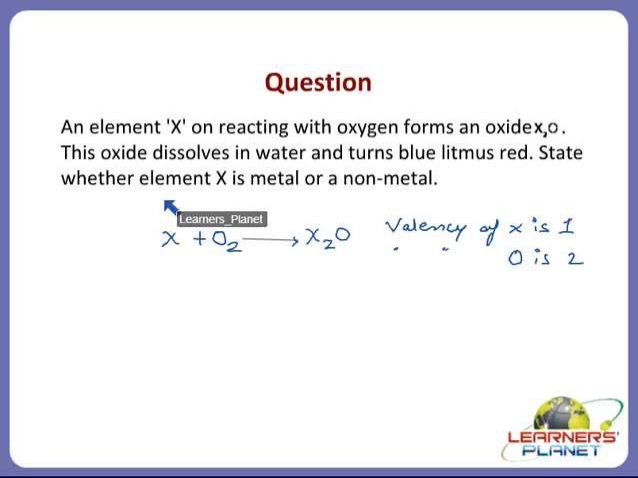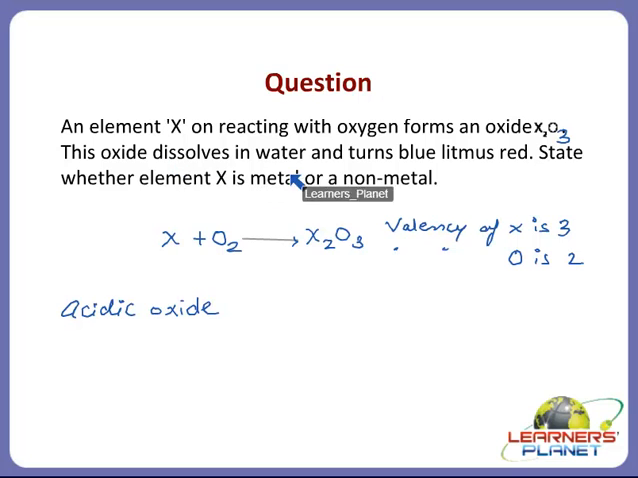So, state whether element X is a metal or a non-metal. Just tell me it should be a metal or a non-metal. It is turning your blue litmus red. When the color of the litmus paper is changed to red, it means that oxide is an acidic oxide, right? And I think the formula should be X2O3. Valency of X will become 3 here. The question should be, an element X on reacting with oxygen forms an oxide X2O3.